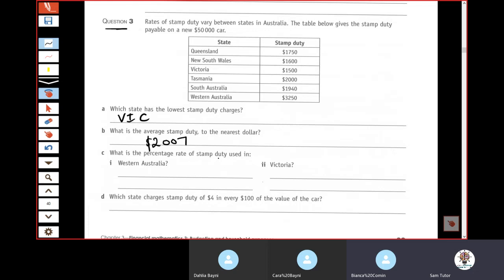What is the percentage rate of stamp duty used in Western Australia? Okay. How did you do this one? So Western Australia is 3,250 over 50,000 times 100. Nice. Yeah, you all got that right. And Victoria, same thing. Yeah.